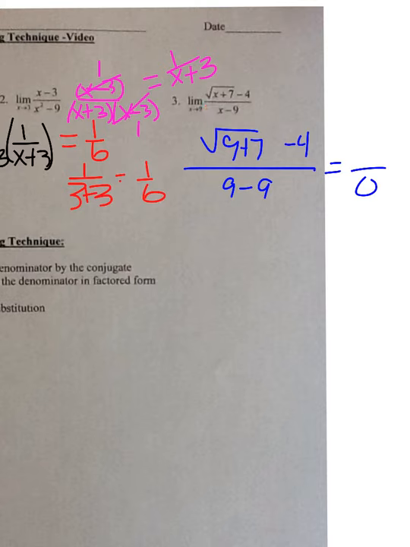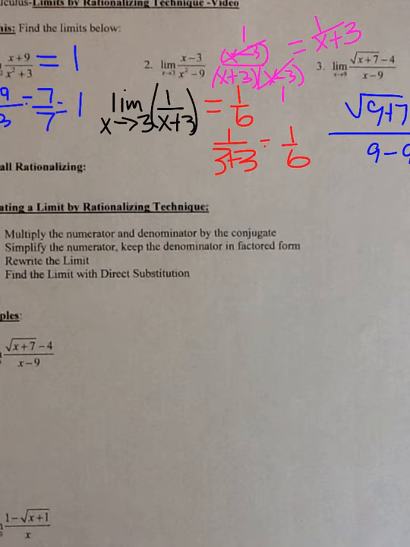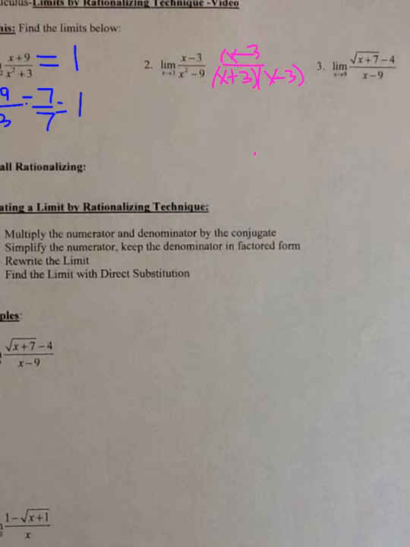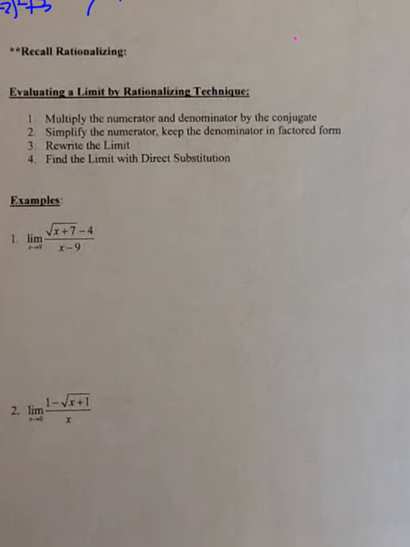And that's called the rationalizing technique. Okay, so let's just write down. Let me just get rid of this actually. All right, so rationalizing, hopefully remember we did that with radicals and with complex numbers. Rationalizing is multiplying by the conjugate.